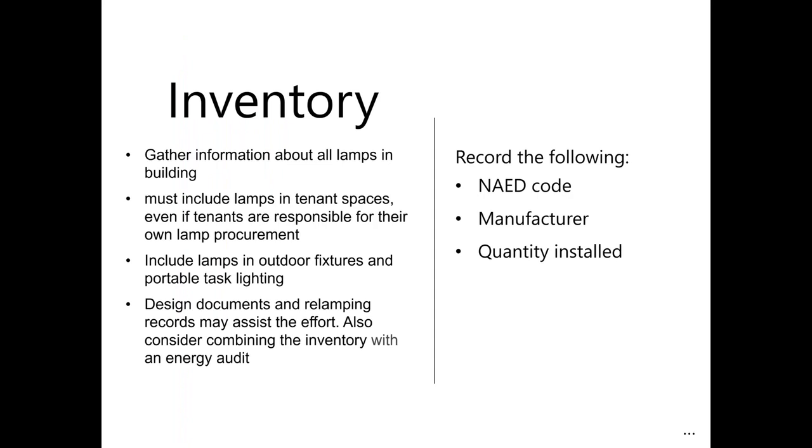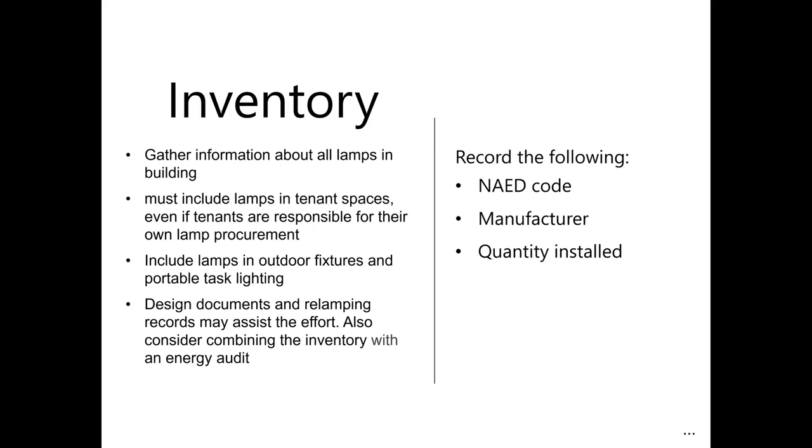The process for your inventory is essentially walking the building and gathering information about the lamps that are installed. You may have some really great lamp schedules and plans, so you might have some documentation. However, if it's an older building, there might be more of a challenge to obtain that inventory. So it just depends what's available, what documentation you have available. But that inventory must include lamps in tenant spaces, even if the tenant is responsible for their own lamp procurement. So it's all floors, all spaces.